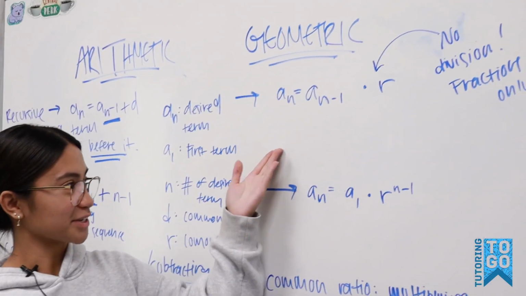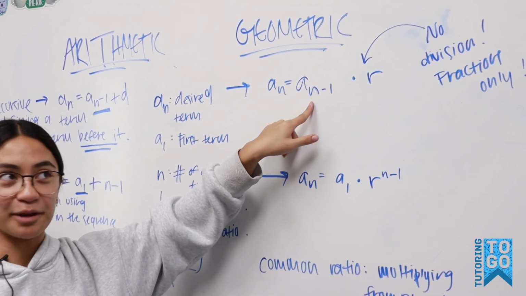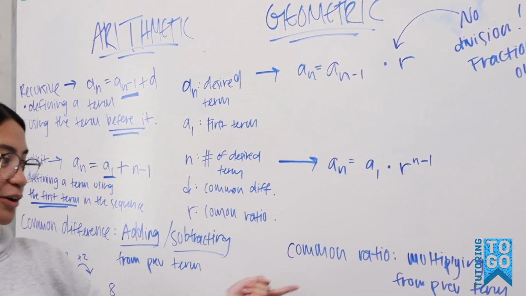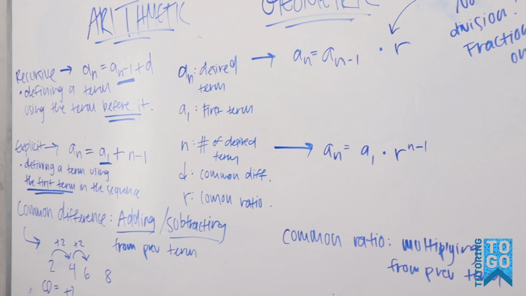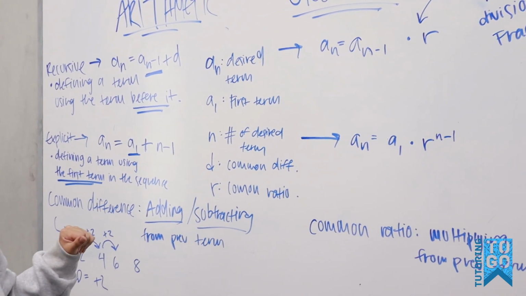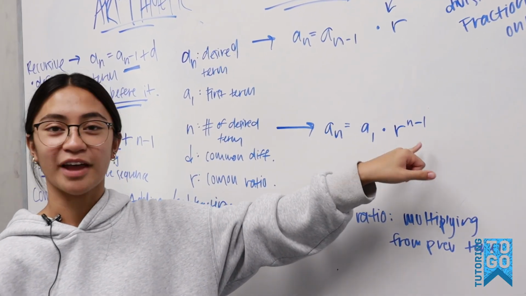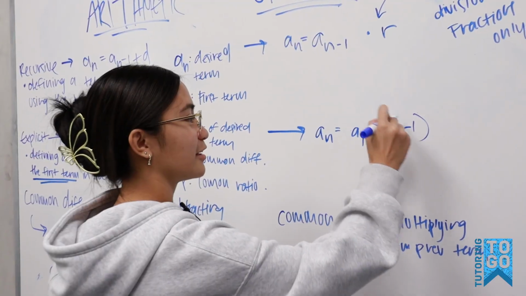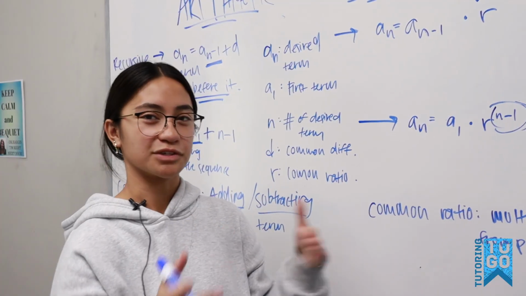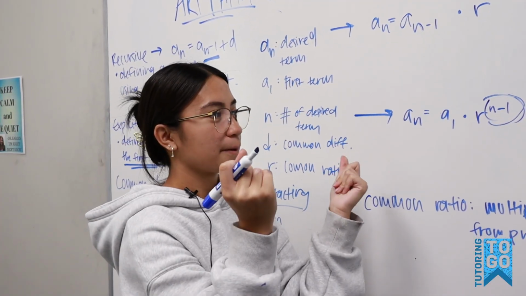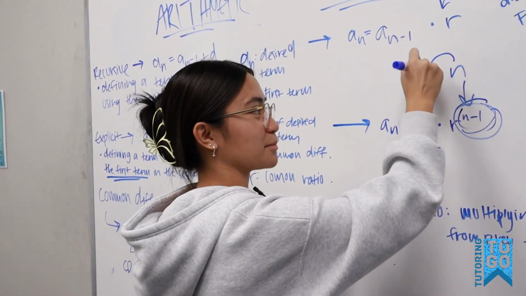And for geometric sequences, the recursive formula is an equals an minus 1 times r, r being your common ratio, which is multiplying from the previous term. Your explicit geometric sequence is an equals a1 times r to the power of n minus 1. Think of n minus 1 as your previous term, because if n is your term, n minus 1 is just the previous term.